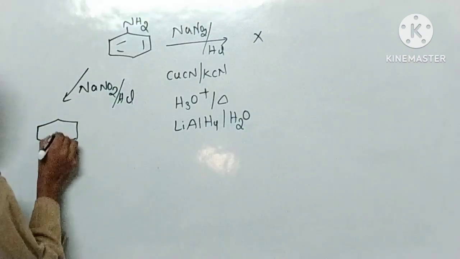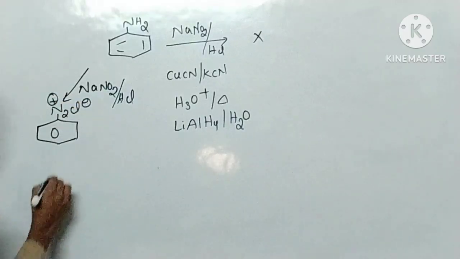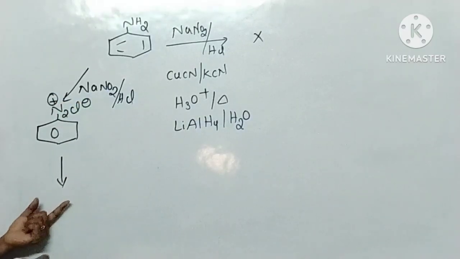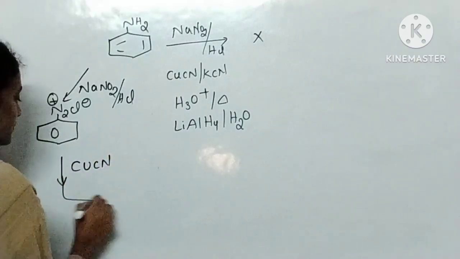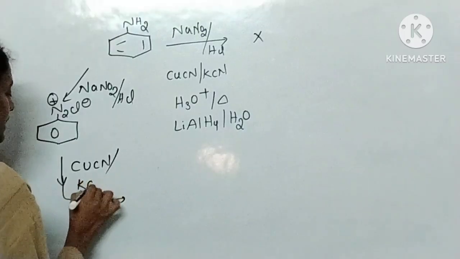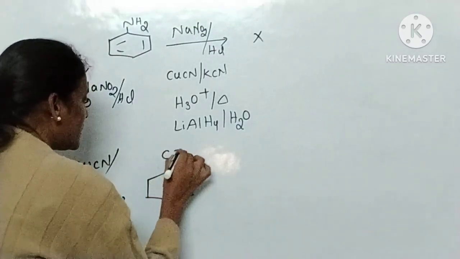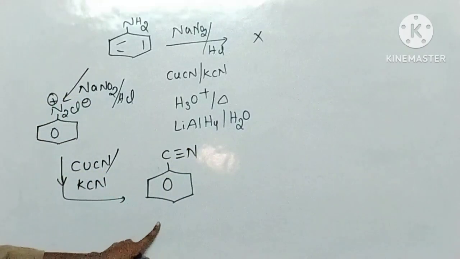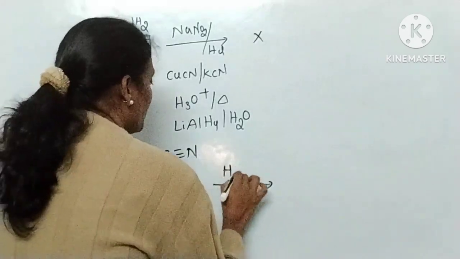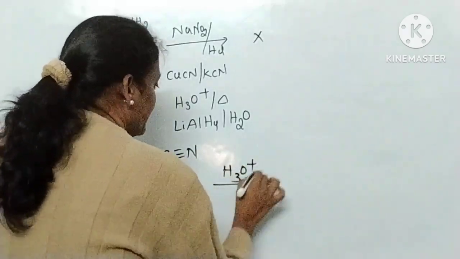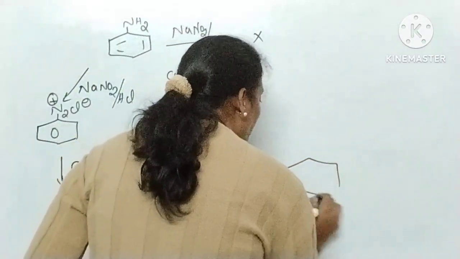So aniline is converted to benzene diazonium chloride, N2+ Cl-, and then this benzene diazonium chloride is converted with CuCN in presence of KCN to benzene nitrile or cyanobenzene, C triple bond N. This is the cyanobenzene. Then this cyanobenzene is converted to benzoic acid by hydrolysis. This is the benzoic acid.